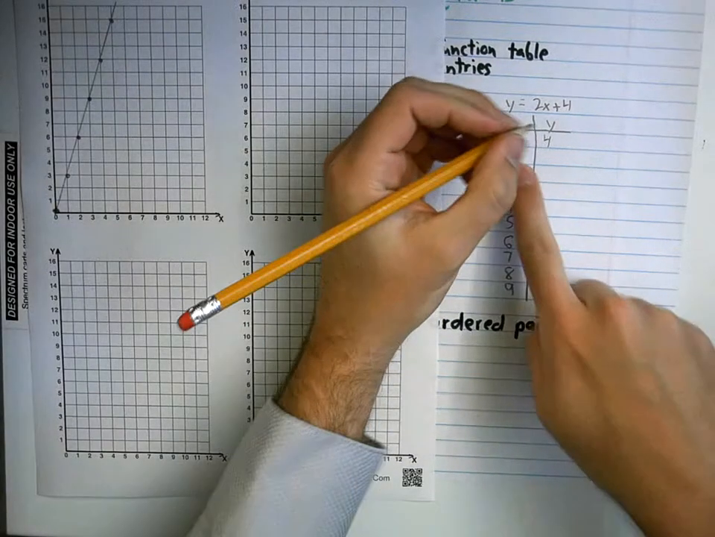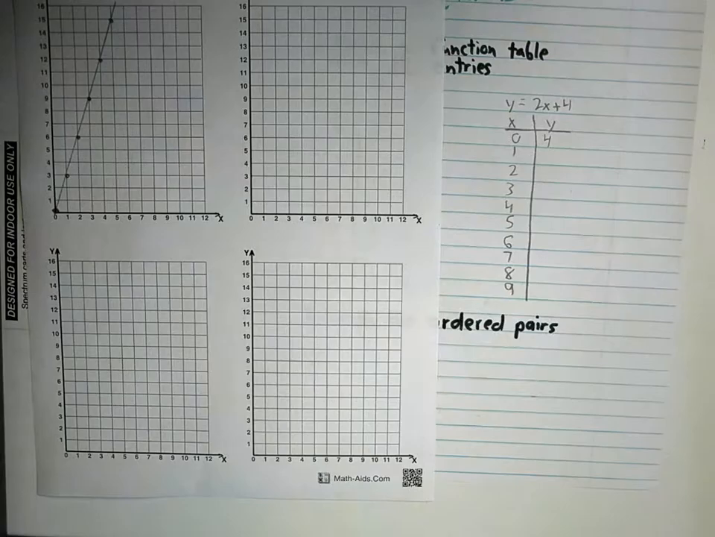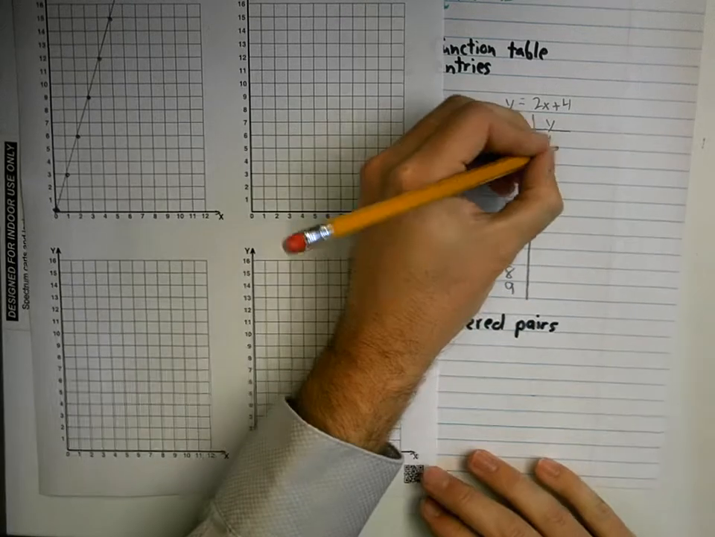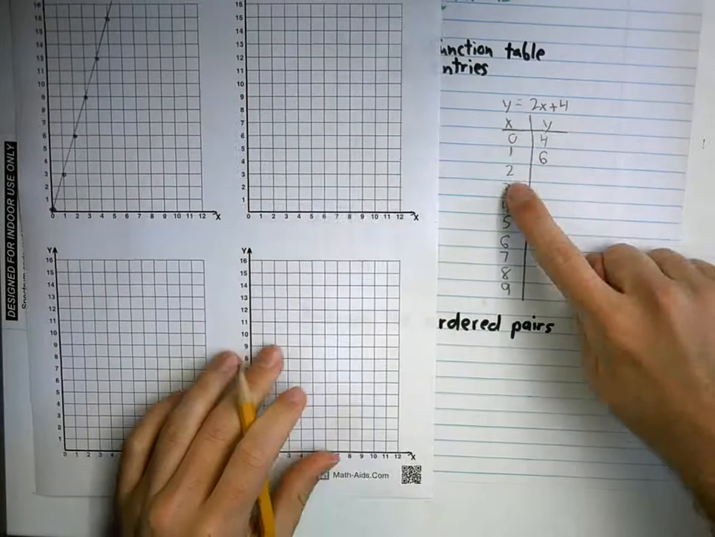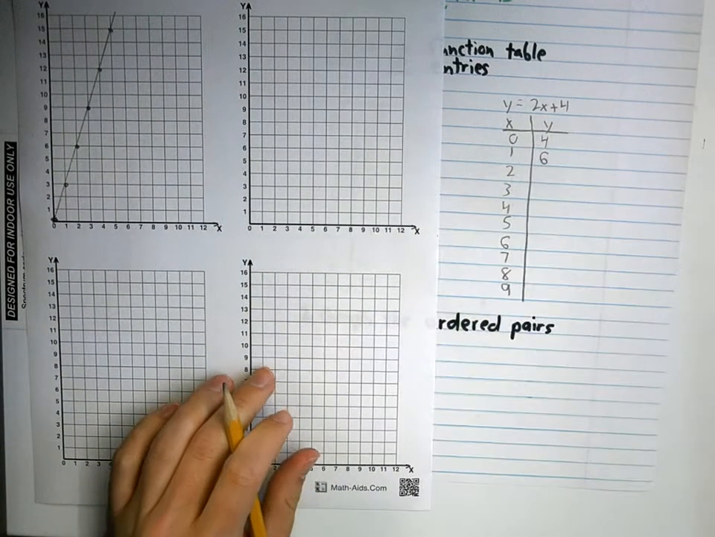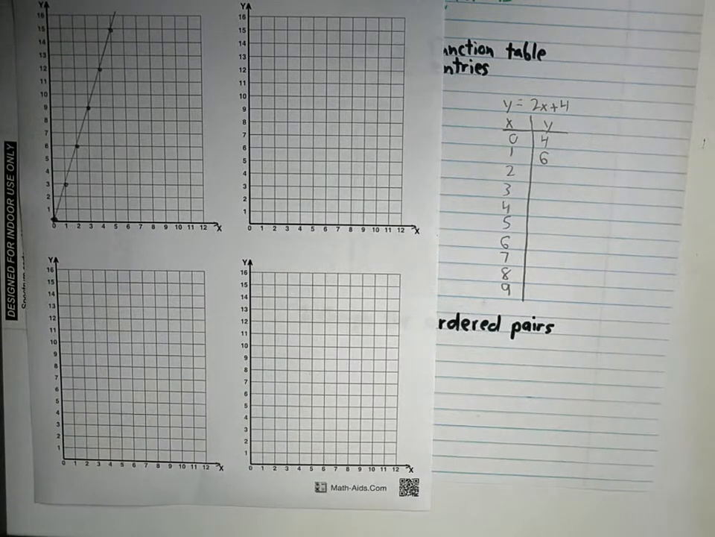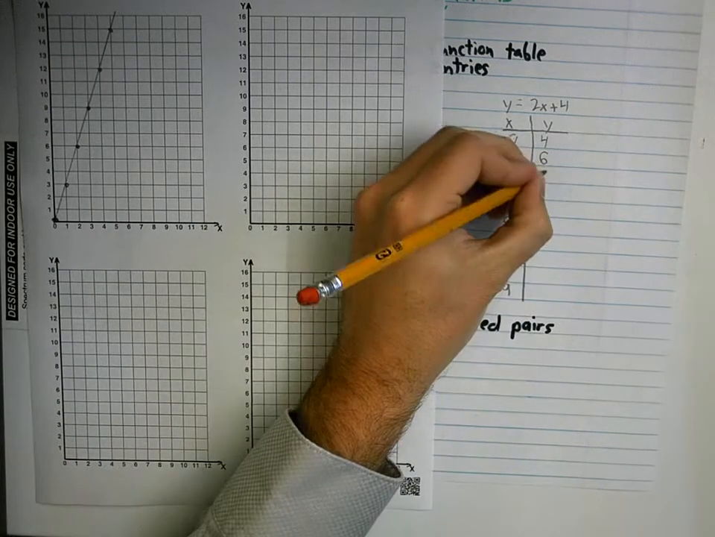What's my 1 going to be then? 1 times 2 plus 4. Marco? 6. Now I'm going to plug my 2 into there. 2 times 2 plus 4. What's 2 times 2 plus 4? 8.